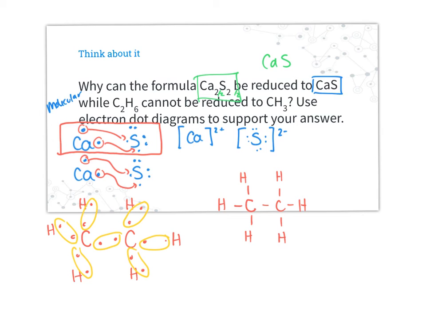Remember, hydrogen doesn't want 8 electrons. It only wants 2. So one bond will do it. 2 electrons around each hydrogen in our diagrams. So everybody's happy with their octets.